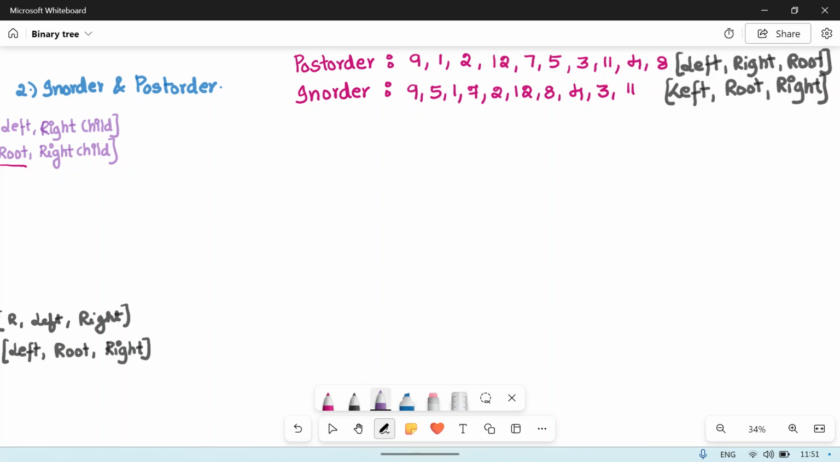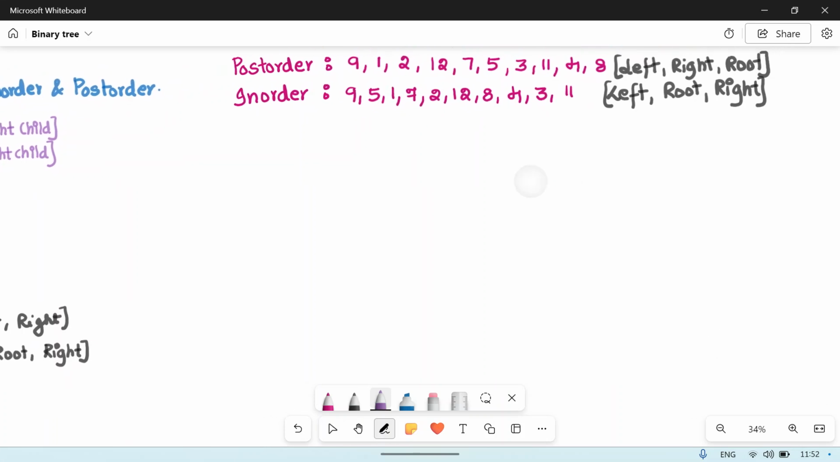First, you have to identify the root. In the case of in-order, it is difficult, whereas in the case of post-order, you know that the root always comes at the right. So 8 is going to be the root. So 8 will become the root. Everything towards its left is part of the left child and everything towards the right becomes part of the right child. So 9, 5, 1, 7, 2 and 12 come here and 4, 3 and 11 will come here.